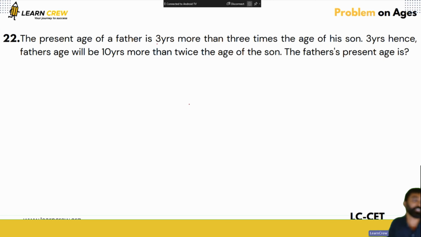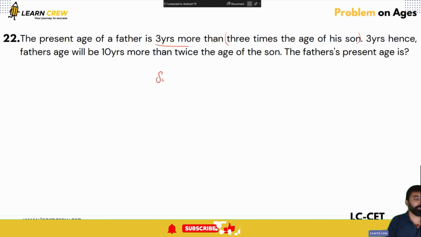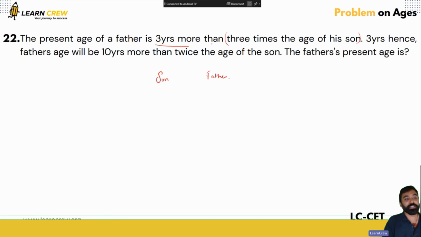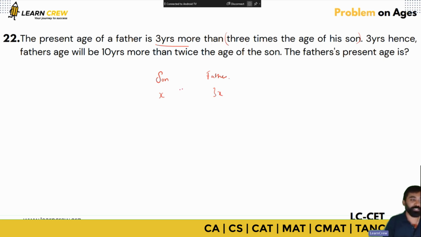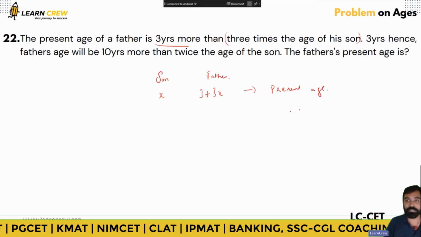The present age of father is 3 years more than 3 times the age of his son. Similar way, this is son, this is father. Son's age, let us take it as X. 3 times the age of his son means 3X. 3 years more than 3 times means 3 plus 3X. This is the present age. Clear?